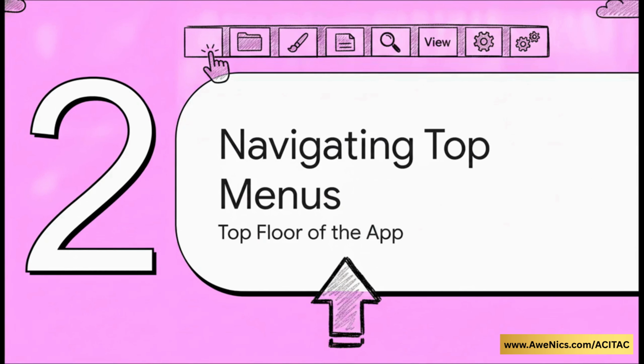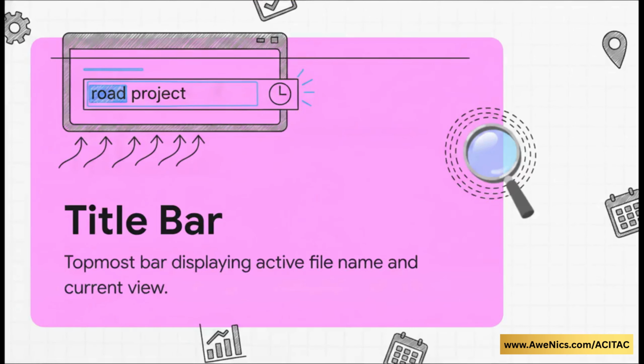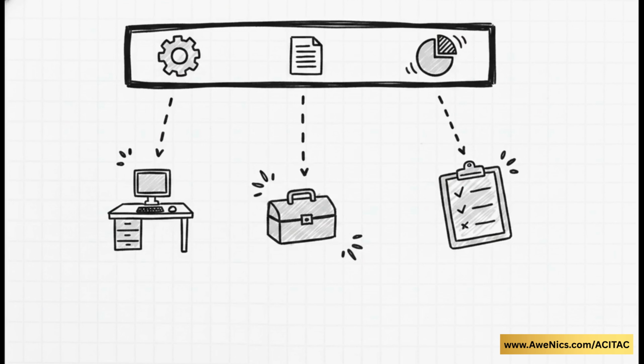Moving right along to Section 2, Navigating the top menus. So right at the very top of your screen is the title bar. And yeah, while it obviously shows your file name, an MS Project, it actually pulls double duty. It acts as this dynamic indicator, constantly telling you exactly where you are inside the software's ecosystem. It's basically your GPS.